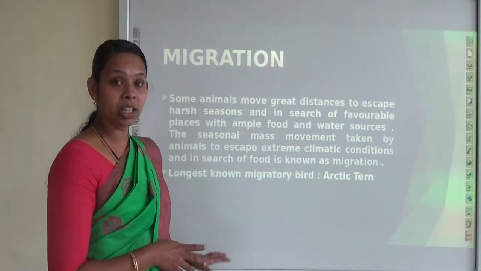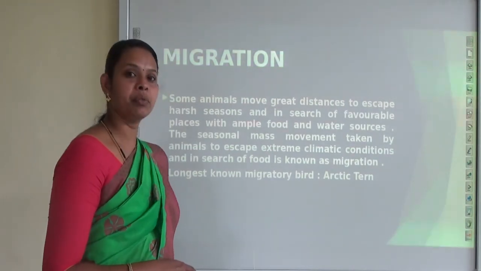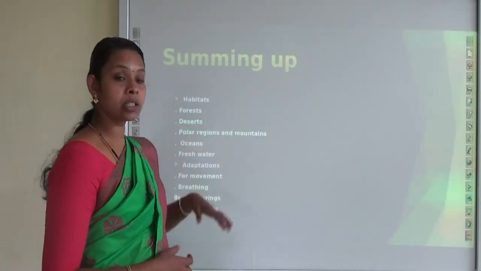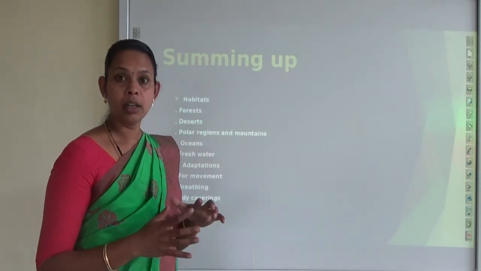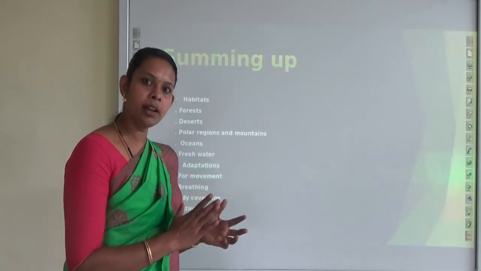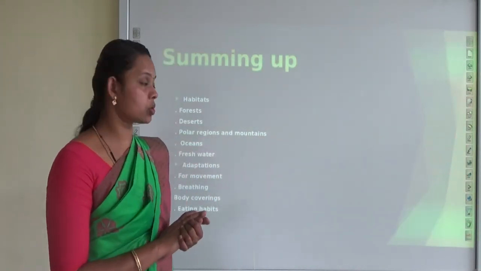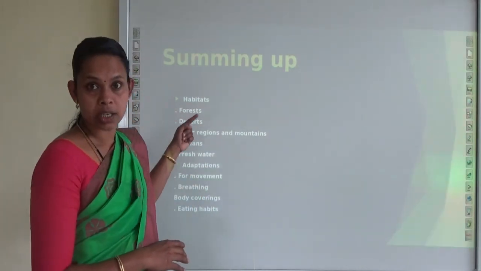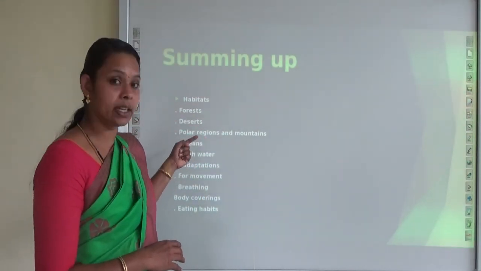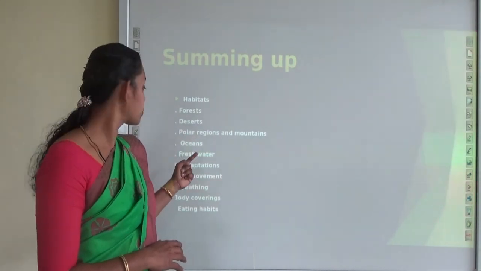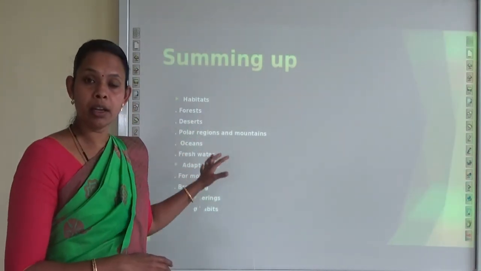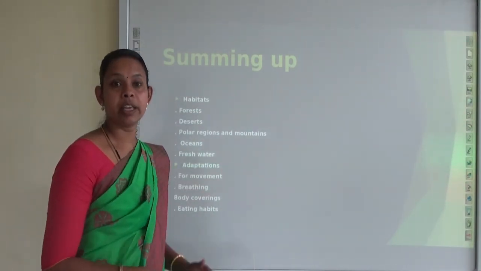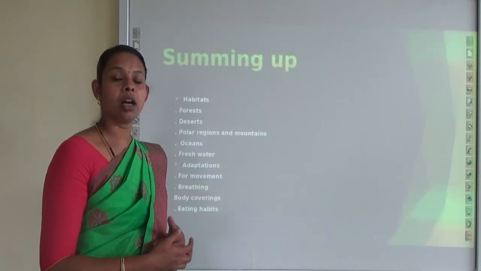So this is about the second lesson. Once again we will discuss what we have studied in this lesson. The first one is habitat, the surroundings where a particular animal naturally lives. And the different types of habitat are forest, desert, mountains and polar regions, oceans and seas, and freshwater. These are the main habitats. And next is about adaptations. We can see different types of adaptations.